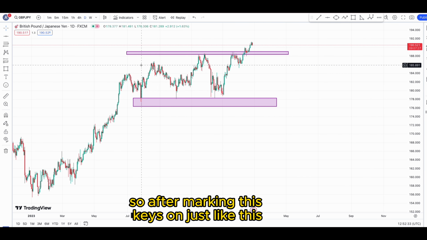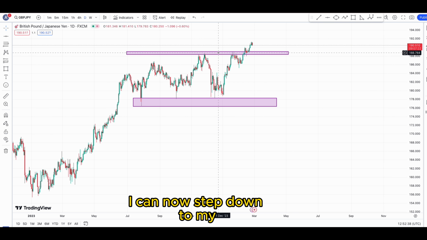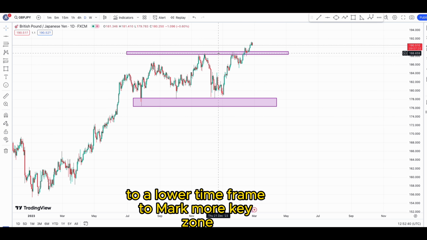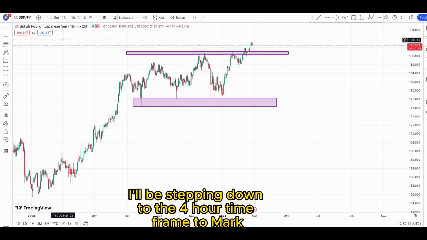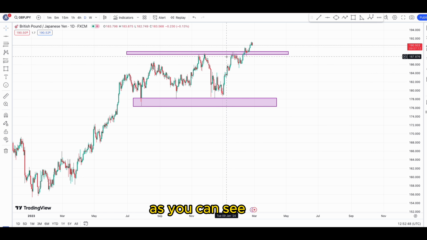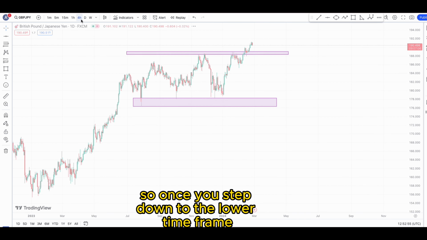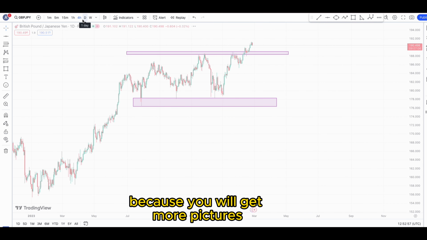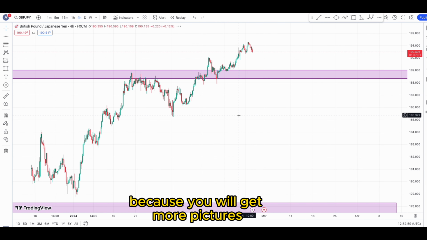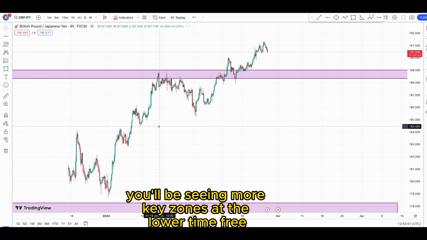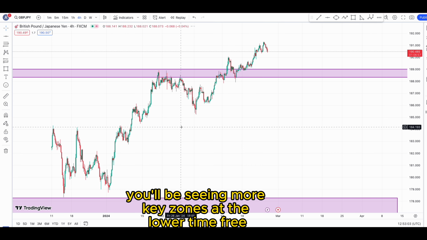So after marking this key zone just like this, I can now step down to a lower time frame to mark more key zones. I will be stepping down to the 4-hour time frame to mark more key zones. As you can see, we use this color for the daily time frame. Once you step down to the lower time frame, because you will get more pictures, you will be seeing more key zones.